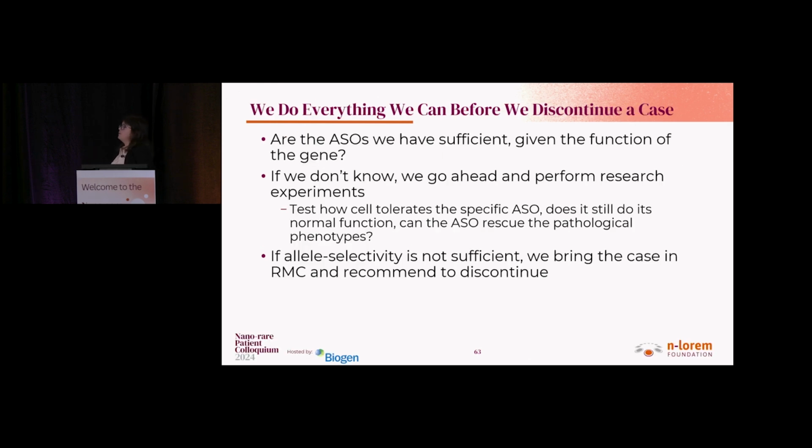Now, we really do everything that we can before we discontinue a case, because as I said, this is something that we do not want to do. The question that we ask when we reach that point is, are the ASOs sufficient given the function of the gene? So if we don't know that, we actually go ahead and take that ASO that we think is our optimal one, and we do research experiments. We test how a cell tolerates the specific ASO. Does it still do its normal function? Can the ASO rescue? We do all of these research experiments in-house. If the answer in all of this is no, then this means we have not found the optimal ASO. We cannot move forward with that. And if allele selectivity is not sufficient, meaning that we are also reducing the normal mRNA, or we're not reducing the abnormal enough, then if the answer to all of this is no, we bring the case in and we recommend at the RMC to discontinue.